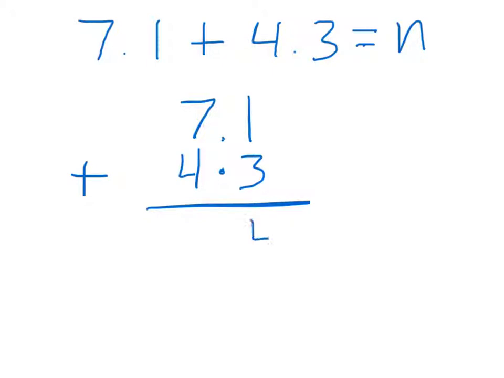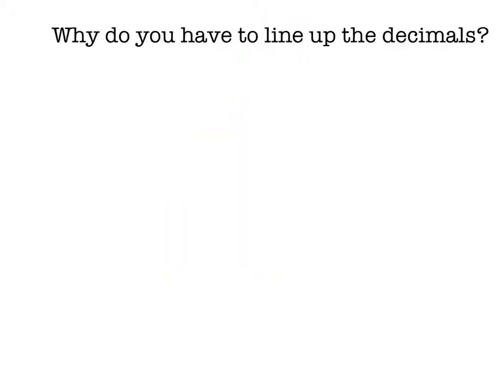1 plus 3 is 4. 7 plus 4 is 11. Drop down my decimal point, I get 11.4. Does it make sense that something that's about 7 added to something that's about 4 equals about 11? Yeah, it does. All right.